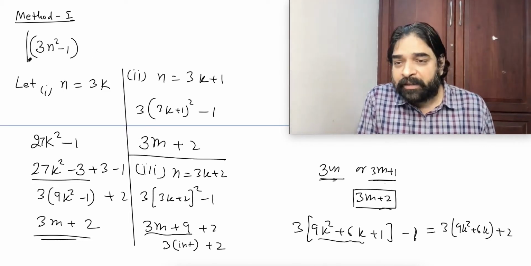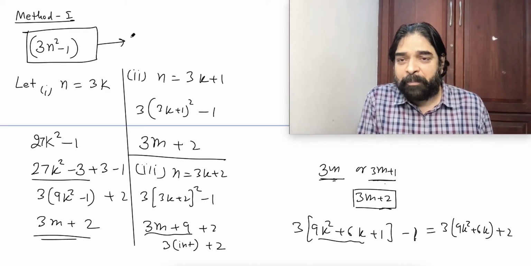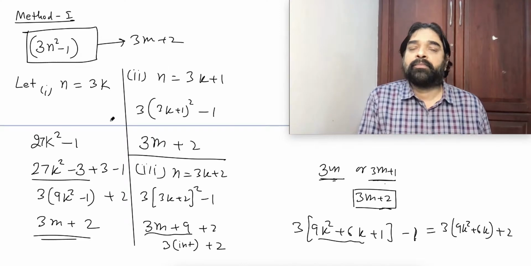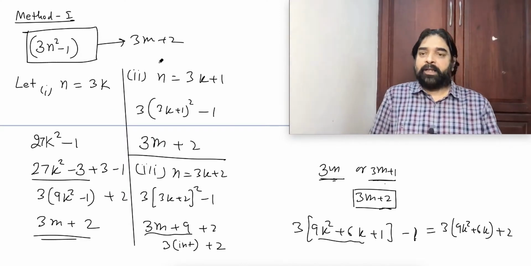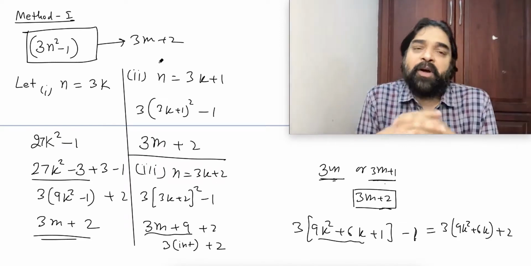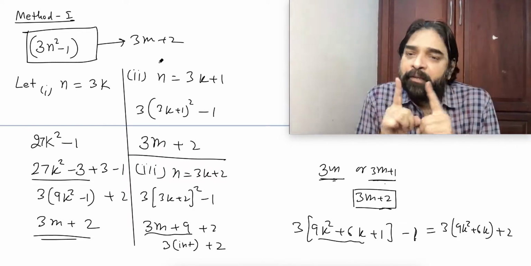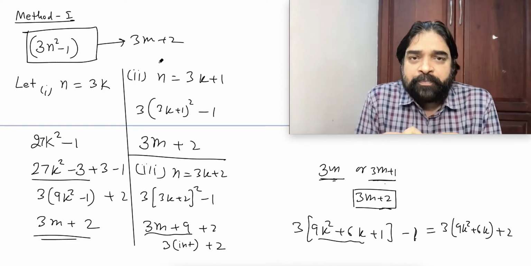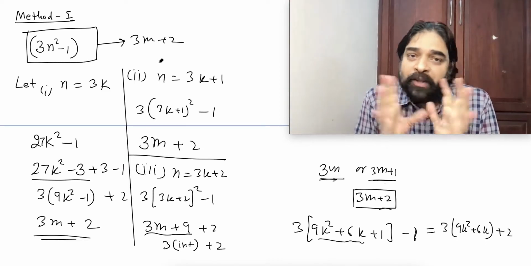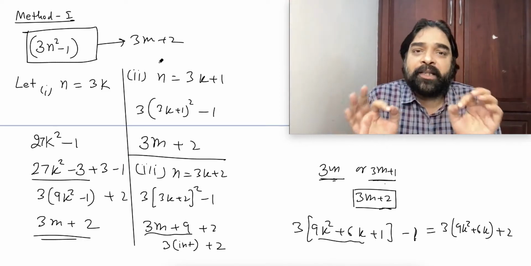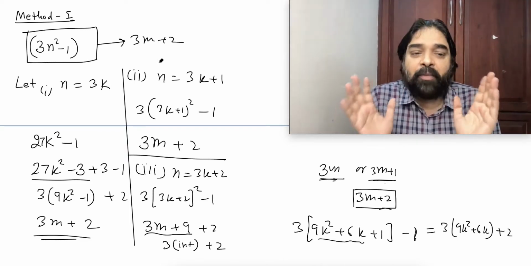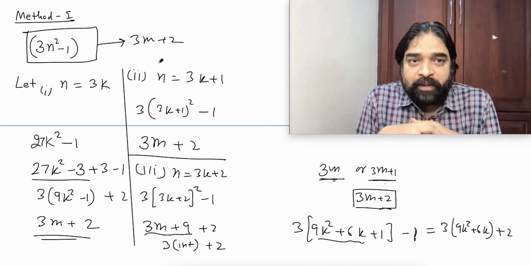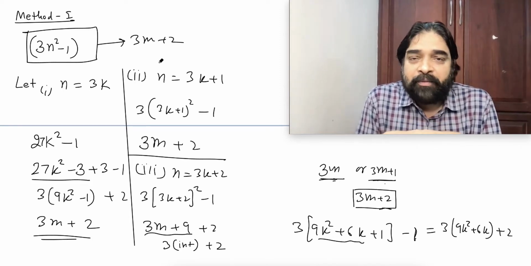Means this is always in the form of 3m plus 2. 3n square minus 1, for any integer n, it will always be in the form of 3m plus 2. So 100% sure, one thing is very sure: if any integer is in the form of 3m plus 2, that cannot be a perfect square. This is one way of proving. I'm sure all of you are able to understand.